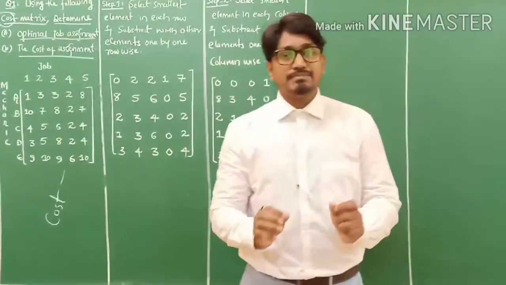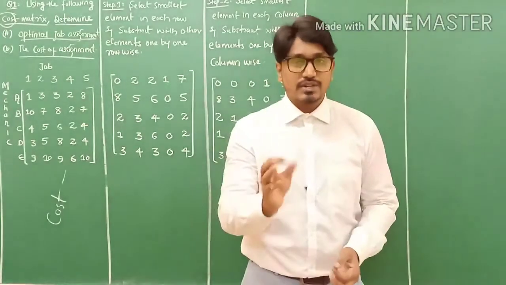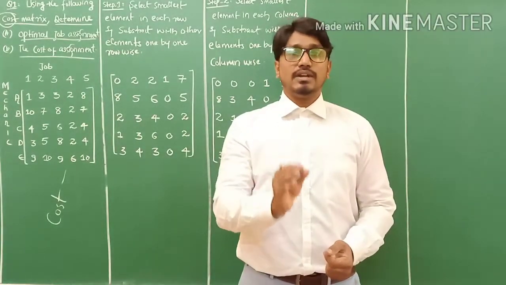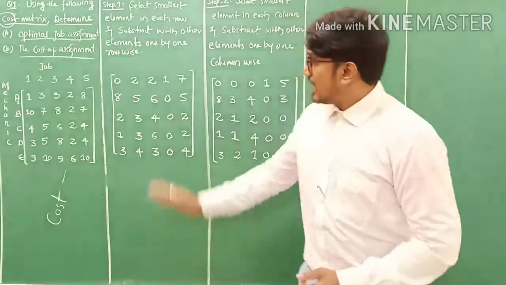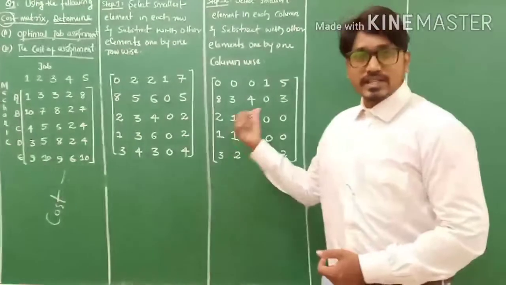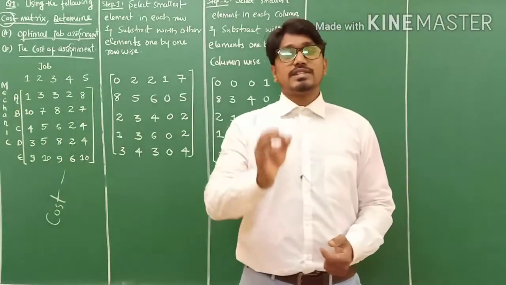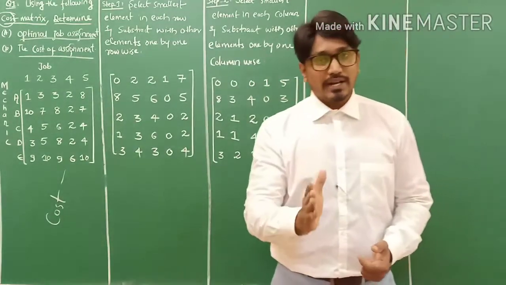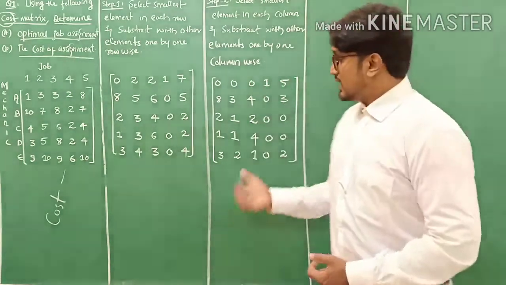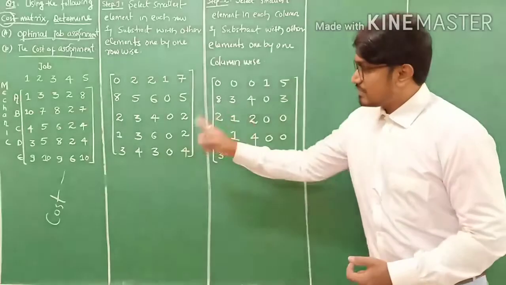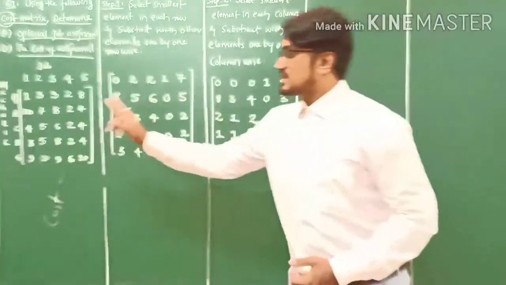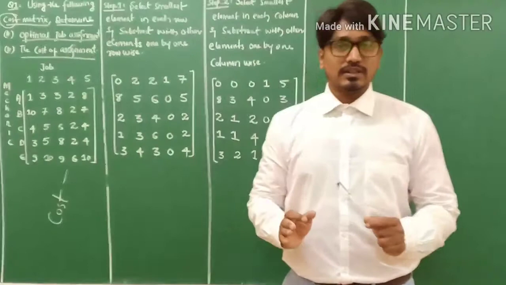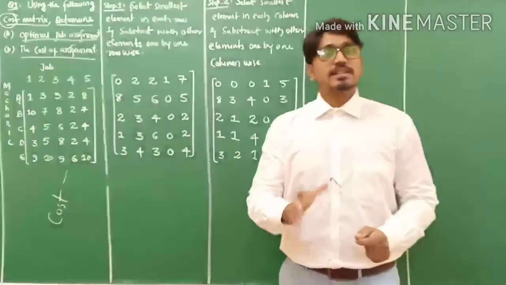Step number 1 is very simple. Select the smallest element in each row and subtract it from the other elements one by one, row wise. So we have done this here. The second step says select the smallest element in each column and subtract it from the other elements one by one, column wise, and this is done here. Step number 1, step number 2, and it already fulfills the condition. Already cost as well as square.